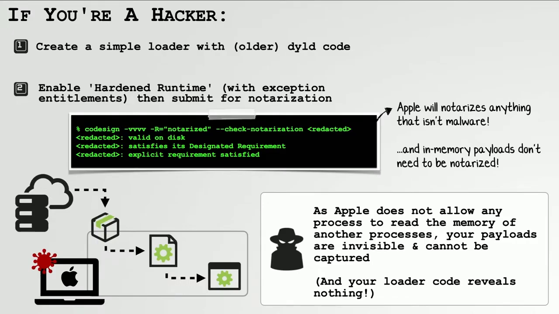You're not doing anything wrong. You can use private APIs. You can do whatever you want. Apple will still notarize this. Now, this does mean Apple has a copy of your loader, but if Apple ever figures out that it's being used maliciously, they don't have access to your payloads. They just have access to a simple loader, which doesn't really reveal anything.